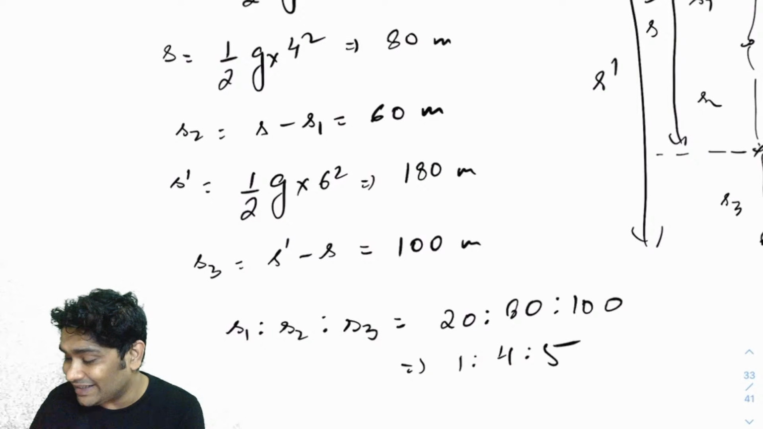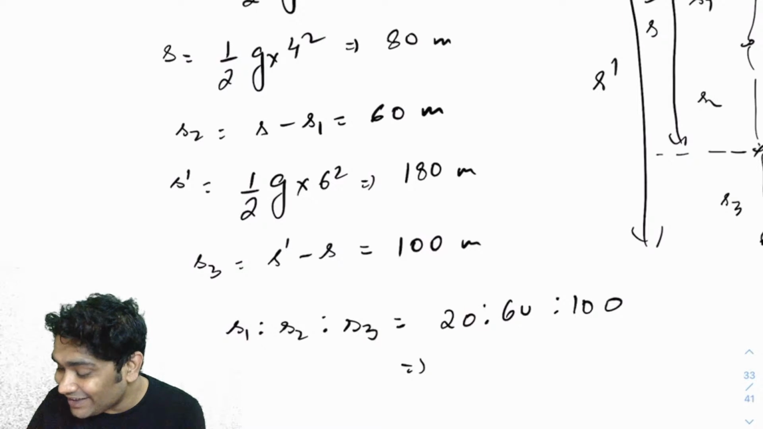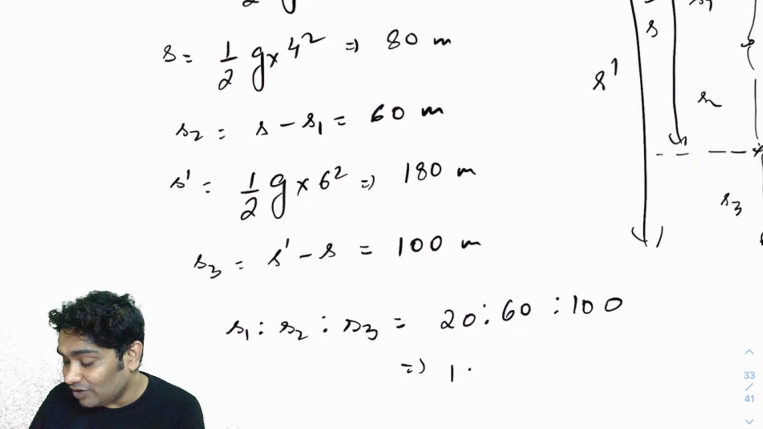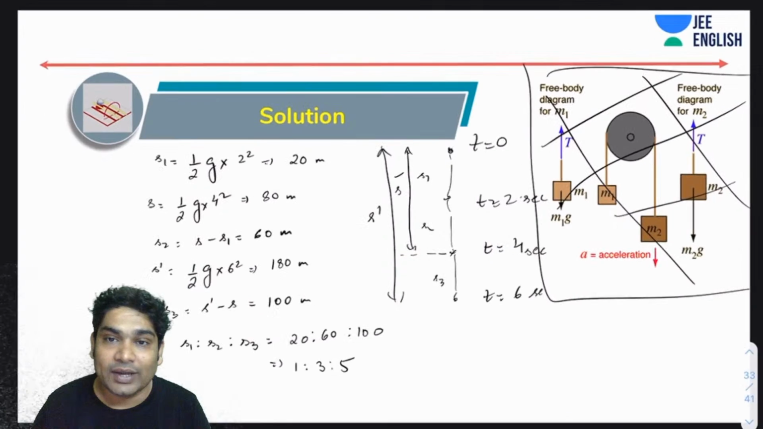Okay, so 1 is to 60. So 20 is to 60 is to 100. So 1 is to 3 is to 5. That is your answer.